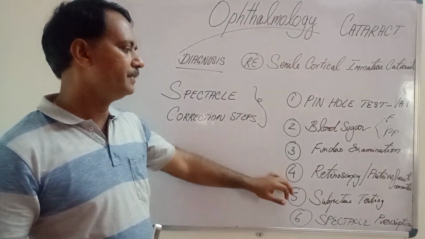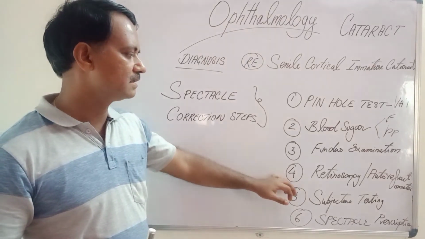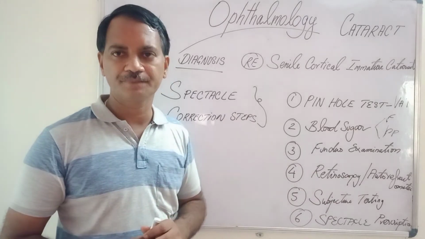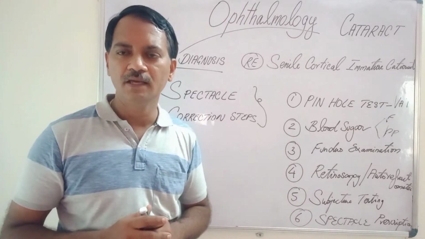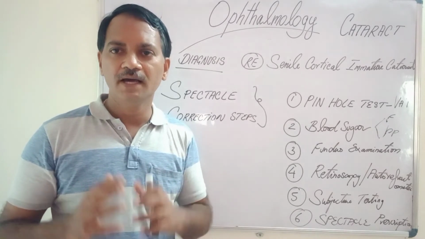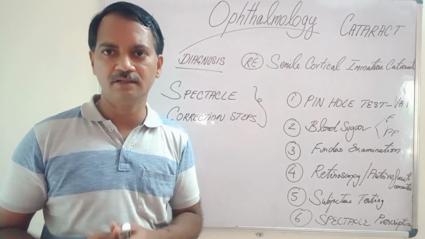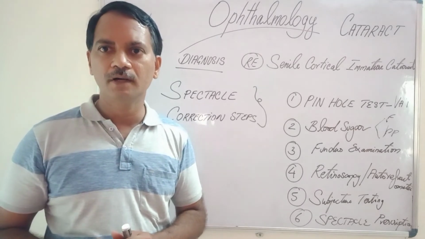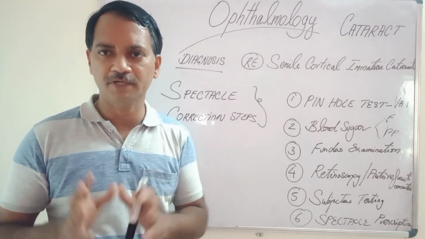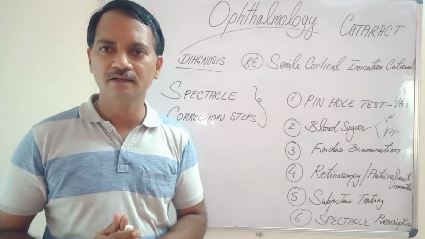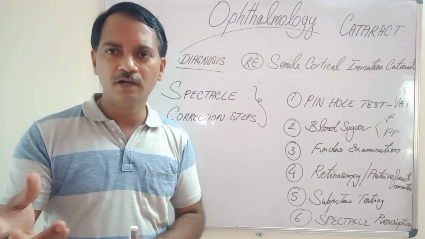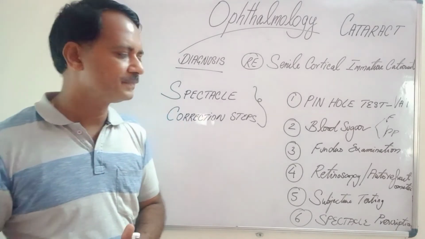The next step in the glass prescription stage is doing a retinoscopy or the autorefractometer. What is this retinoscopy? Retinoscopy is nothing but an objective estimation of the refractive power of the patient. We use a retinoscope to find out how much power deficit is in that particular eye. Then that power deficit can be used for giving a spectacle correction.